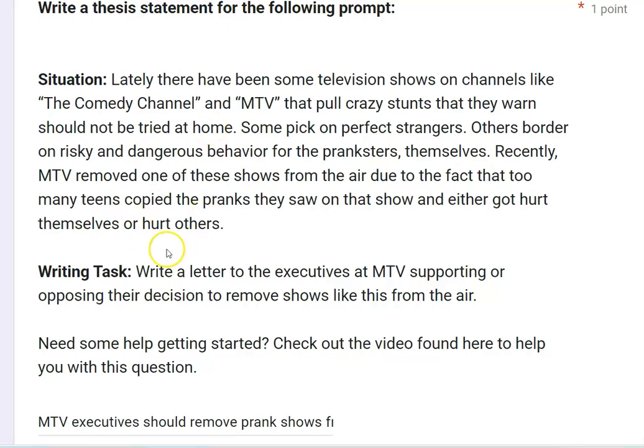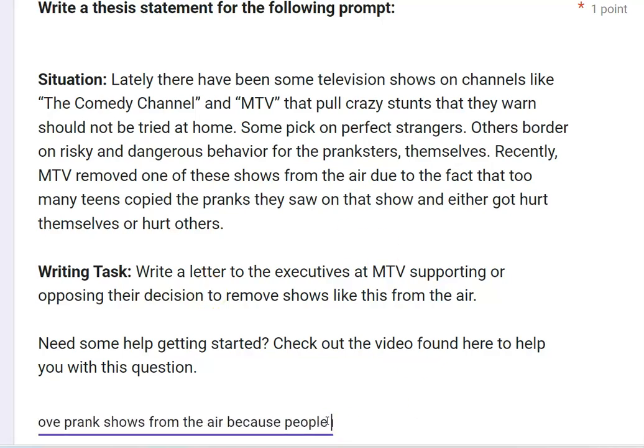And so I'm going to borrow some information from the writing situation to help me come up with my 2 reasons. And it's actually going to be part of the last sentence here where it says, many teens copied the pranks they saw on the show and either got hurt themselves or hurt others. So I'm going to focus on the fact that people could get hurt because of these prank shows. So after the word because, my first reason is going to be because people may copy the pranks they see on these shows and get hurt, right? That's my first reason.